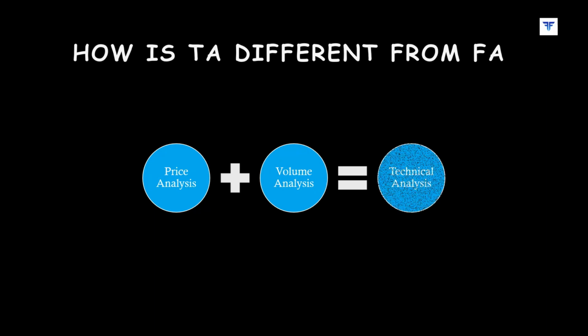On the other end of the spectrum, a person who uses technical analysis bases his analysis on two factors. These are price analysis and volume analysis. Let us talk about each of these in a little more detail.